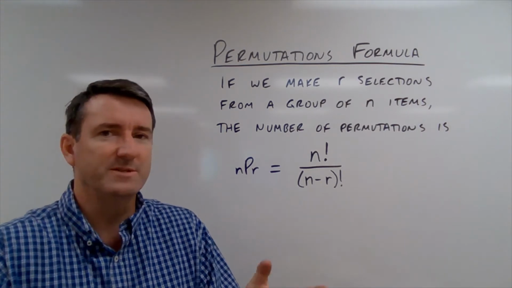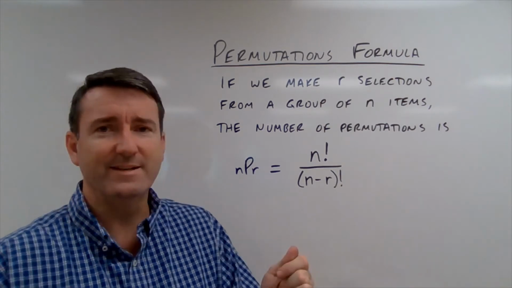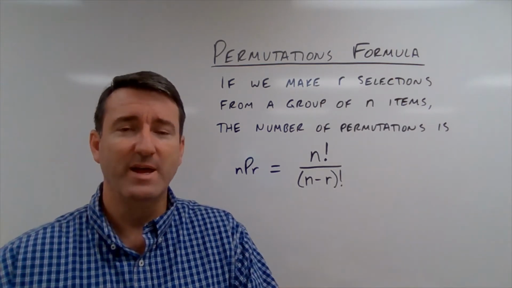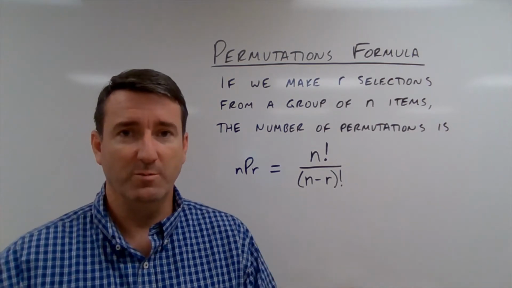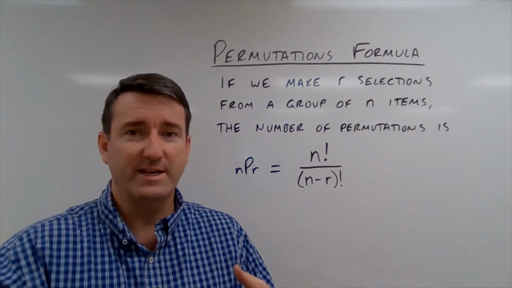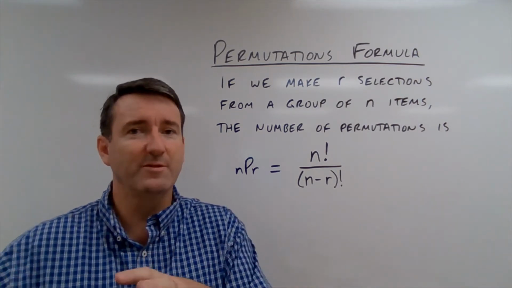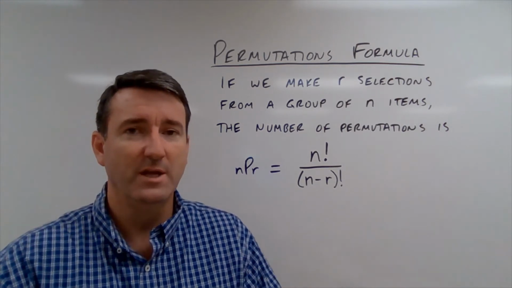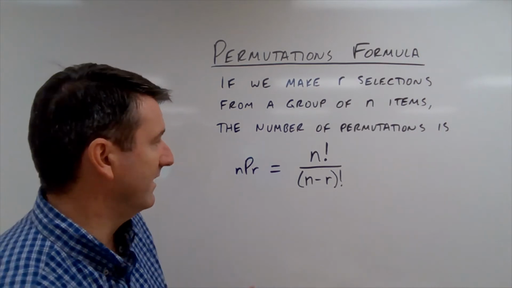So the first example says that there's a math club and there's 25 members in the math club, and they want to form a leadership group. Out of these 25 members, they're going to elect a president, a vice president, a secretary, and a treasurer. And we want to know how many different leadership groups are possible from these 25 members of the math club.